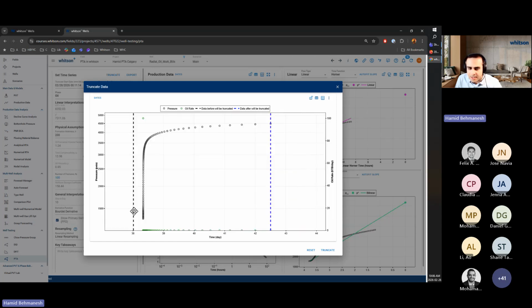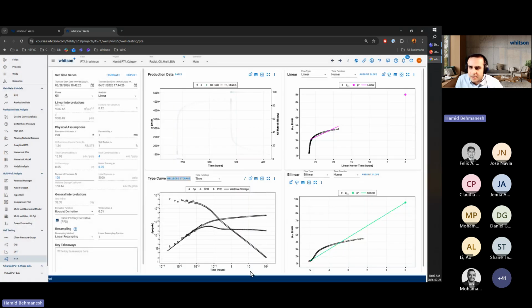And you can always zoom in and confirm that you're happy with this and do this truncation. You know, this part of the data is selected for analysis. So you can use any number of build-up data that you have. There's also this truncation. So essentially, these two fields deal with truncation.